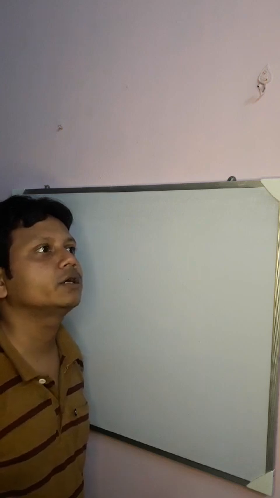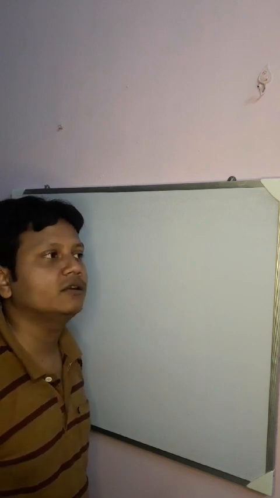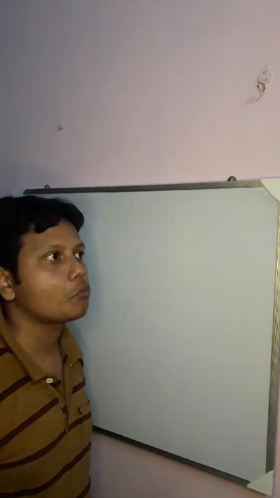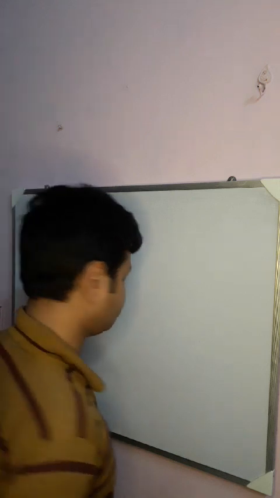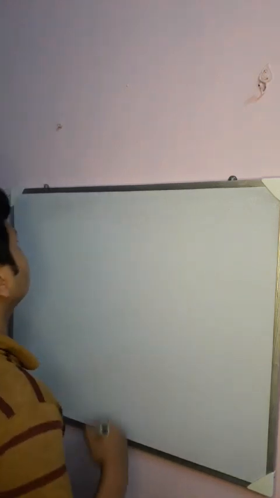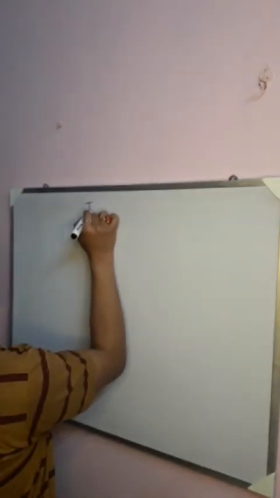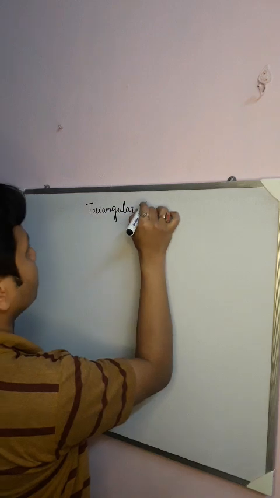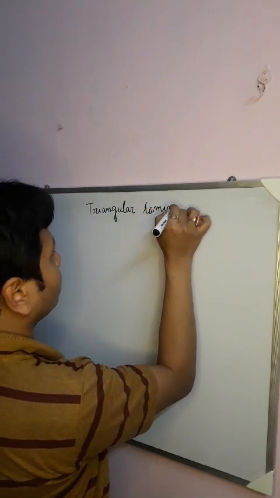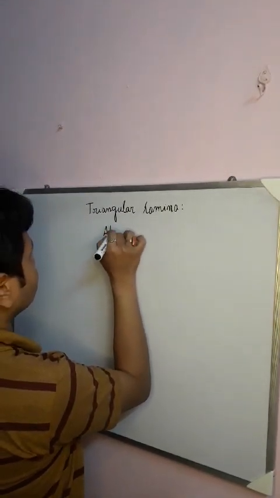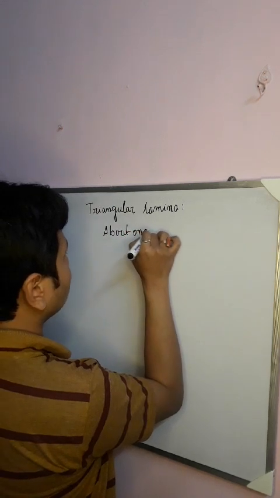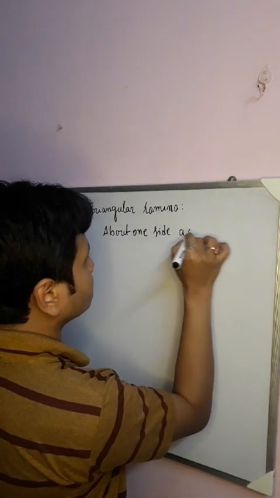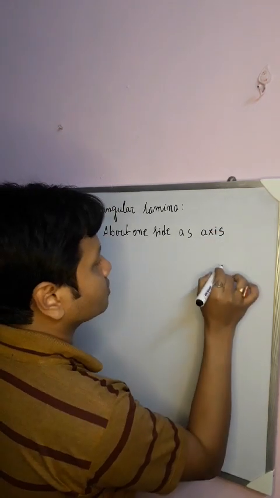In yesterday's lecture, I told about the moment of inertia of an elliptic disk about any of its principal axis. Now in today's lecture, I am going to discuss the moment of inertia of a triangular lamina. The figure is a triangular lamina, about one side as axis. So just draw the figure.